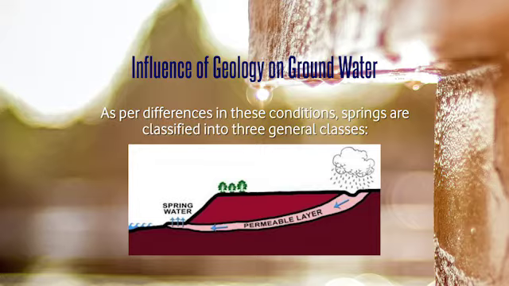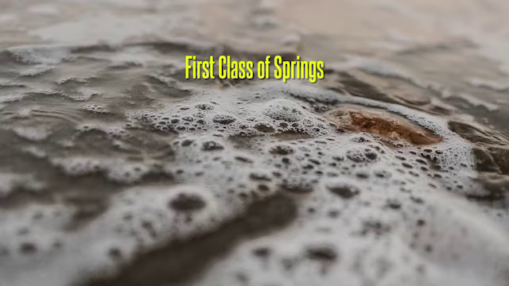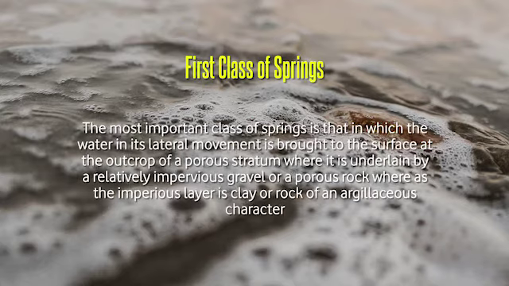So here the picture shows the formation of the spring water, how the spring water comes out. First class of spring. The most important class of springs is that in which the water in its lateral movement is brought to the surface at the outcrop of a porous stratum where it is underlain by a relatively impervious layer. The porous stratum is gravel or a porous rock, whereas the impervious layer is clay or rock of an argillaceous character.